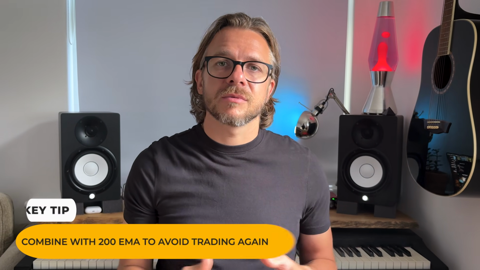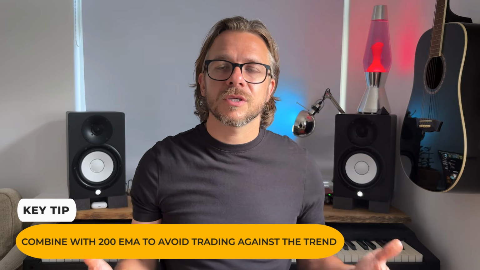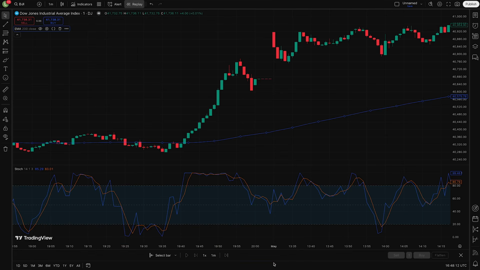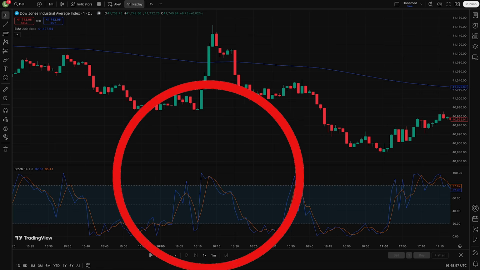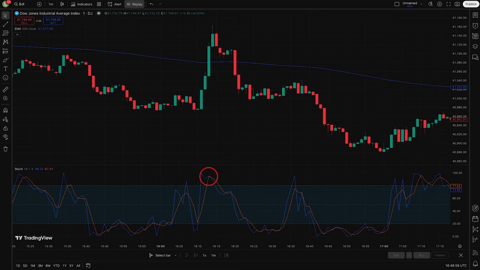Now again, you can add a 200 EMA to the chart to really help confirm this strategy by making sure that you're not trading against the trend. So when the stochastic is showing oversold and you plan to go long, check the 200 EMA to make sure that the price is above it, signaling the market is in an uptrend. And when the stochastic is showing overbought and you plan to go short, check the 200 EMA to make sure the price is below it, signaling that the market is in a downtrend.